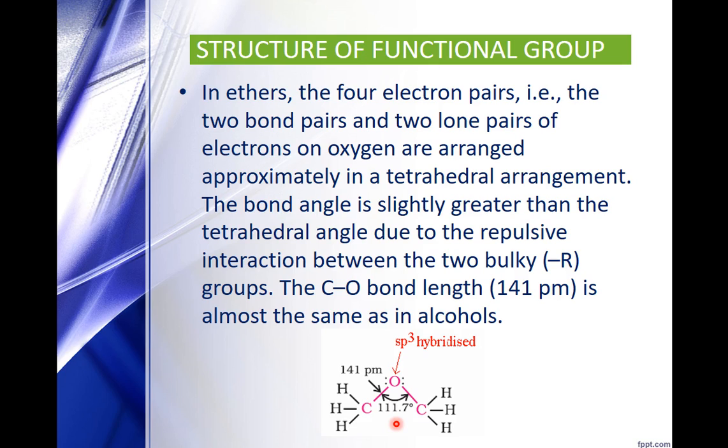Tetrahedral bond angle is 109 degree and here it is 111.7 degree. Why is this so? This is because of the repulsion between two bulky R groups.